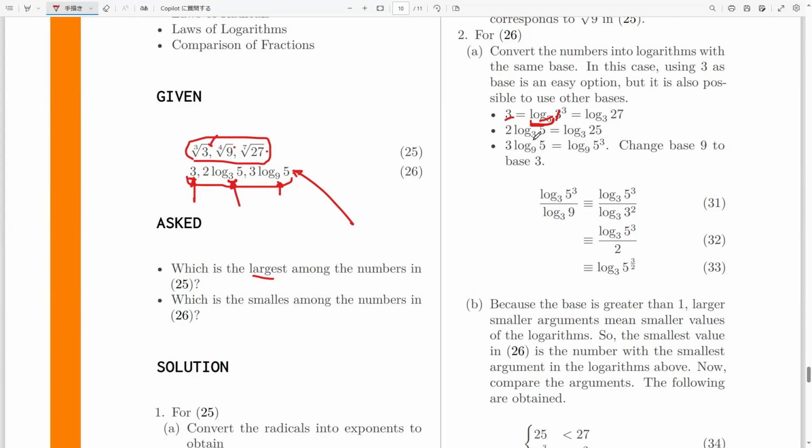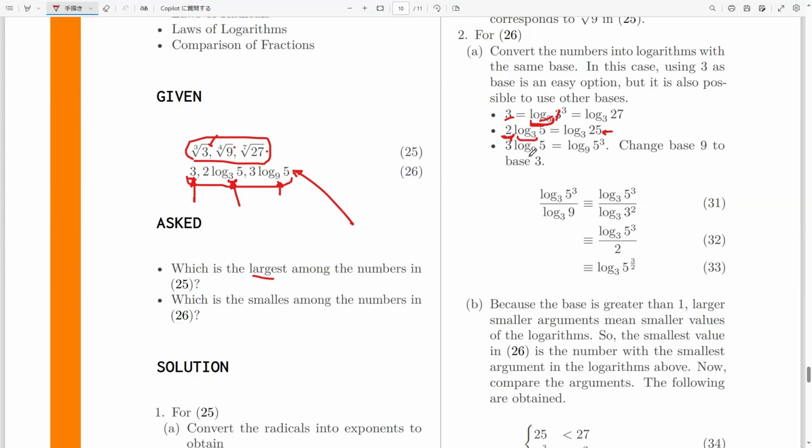The second number, 2 log of 5 to the base 3. Now the base is already 3, so we don't have to manipulate the base anymore. But the 2 here is multiplied by the logarithm. What we can do is put this inside the logarithm, and when you put that number inside the logarithm, it becomes an exponent. So that becomes 5 squared, which is 25. So this number is equal to the log of 25 to the base 3.